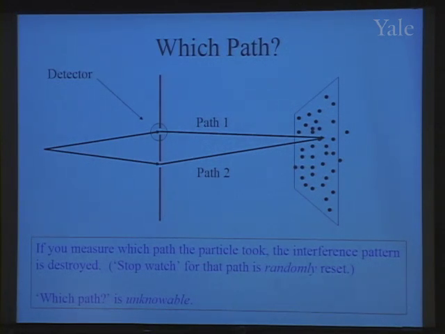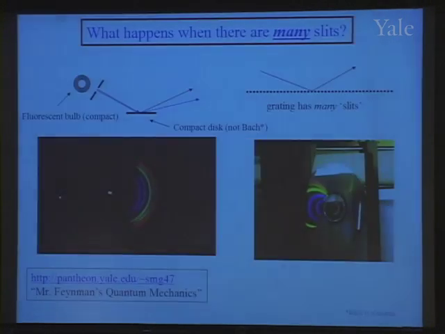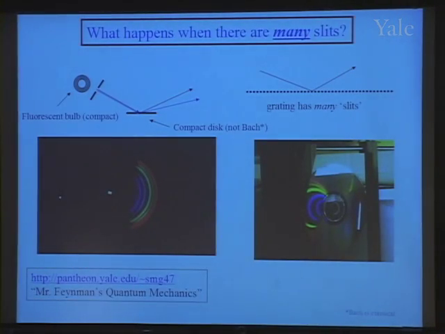The act of finding out, becoming certain which path it took, ruins the interference effect, because it turns out, when you study quantum mechanics carefully, that when you measure that it went through here, that measurement act randomly resets the position of the second hand on the clock and destroys that nice interference pattern. So which path it took is unknowable. You can't know it, no matter how hard you try. And if you try and measure, you change the results of the experiment. Very, very bizarre.